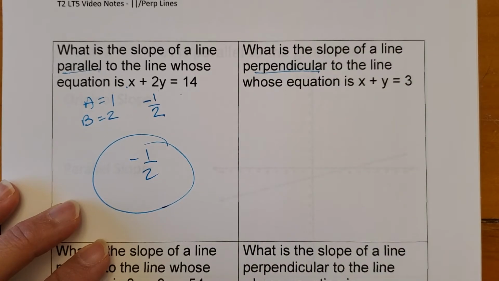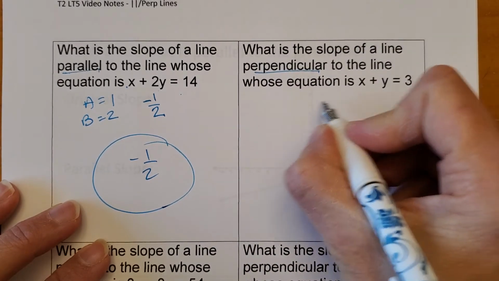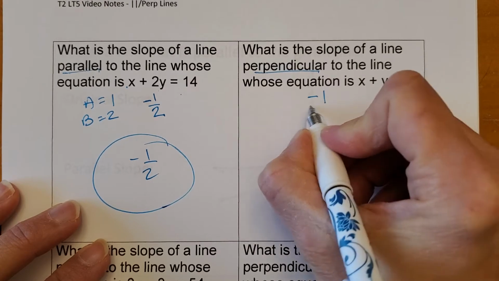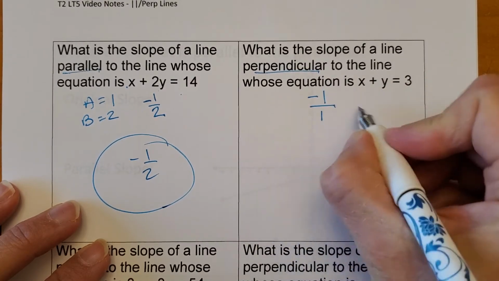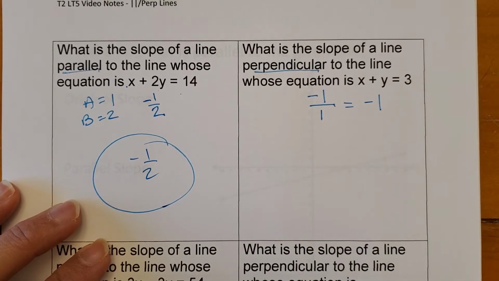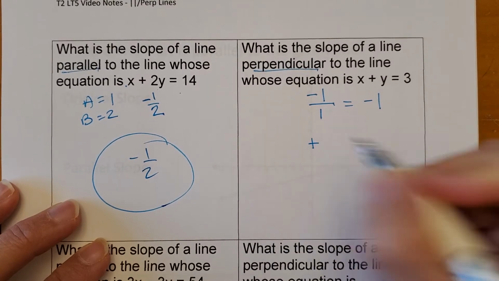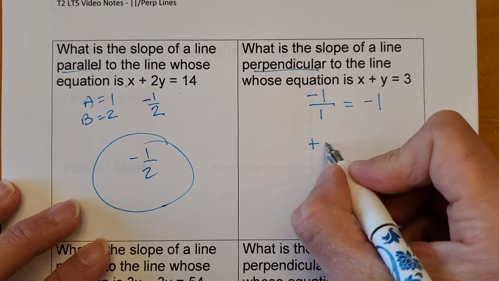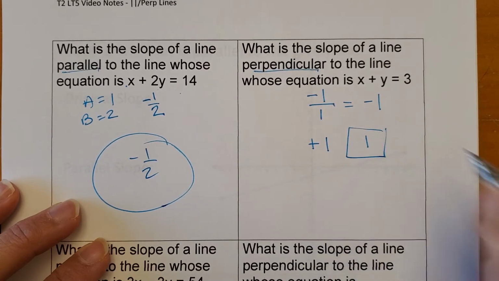This one says perpendicular. So first I find the slope of this. A is 1, so it's the opposite of A. B is 1/1, so that's -1. But now I need the opposite reciprocal. Well, the opposite is going to be positive, and then it would be 1 over 1, but I can just say 1. The slope is 1.